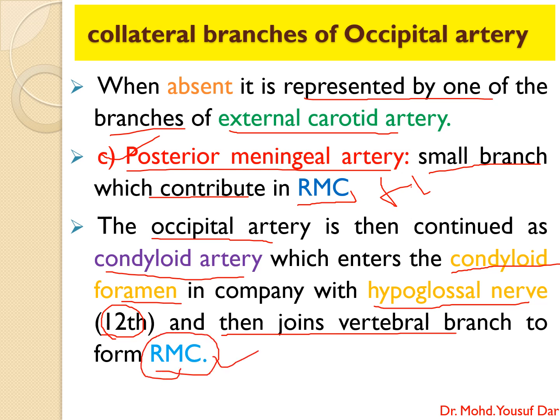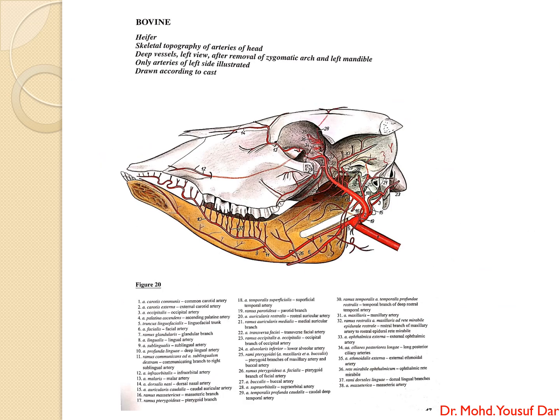So these were the different collateral branches of the occipital artery. So the occipital artery is the smallest terminal branch, and it is continued as the condyloid artery, which finally contributes in the formation of RMC. So here you can see, this is the occipital artery. Finally it continues as a condyloid artery through the condyloid foramen. It enters into the cranial cavity and contributes in the formation of the RMC.